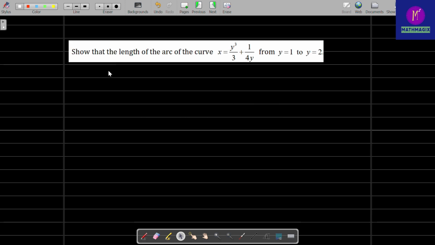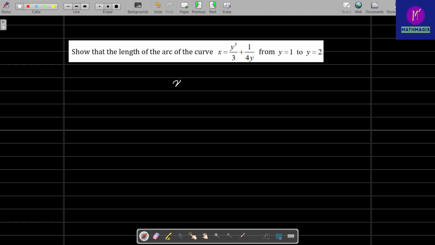Now let us see another example. Show that the length of the arc of the curve x is equal to y cube by 3 plus 1 upon 4y from y equal to 1 to y equal to 2. In this problem, we have x given as a function of y and the limits of y are also given, so no need to draw a graph. So let us use a formula here.